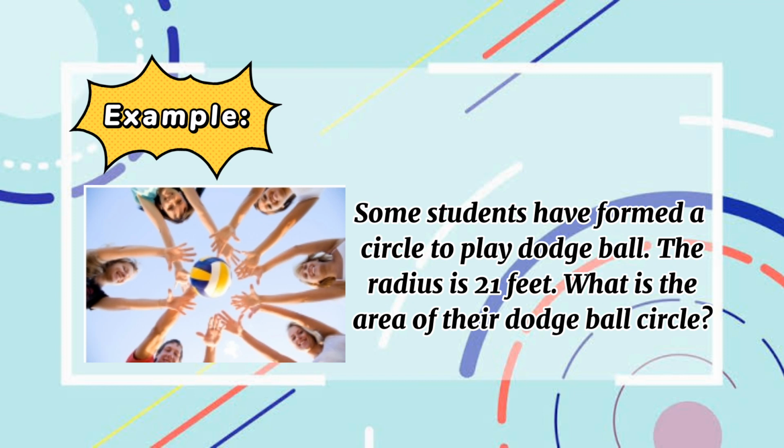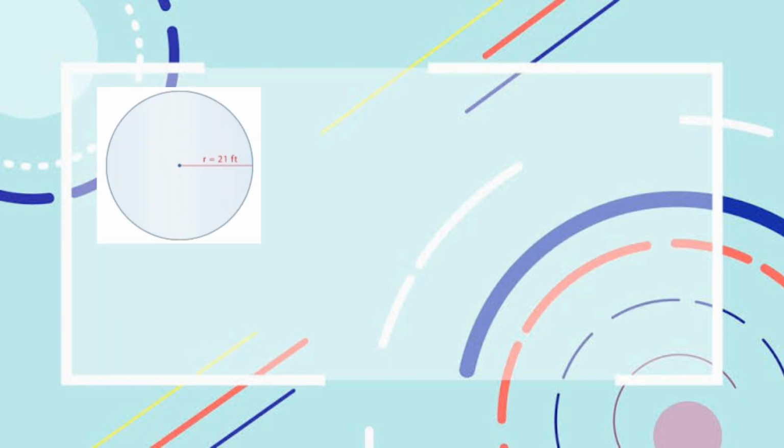Some students have formed a circle to play dodgeball. The radius of the circle is 21 feet. What is the area of their dodgeball circle? The dodgeball court forms a circle, so we can use the formula to find its area. We know that the radius of the circle is 21 feet. So let's put this into the formula and solve for the area. The formula of the area is equal to pi r squared.